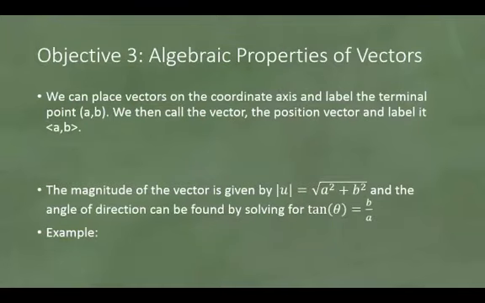Some algebraic properties of vectors. We can place vectors on the coordinate axis, x and y, and label the terminal point A, B. So here, starting at the origin, 0, 0, let's say that point right there is A, comma B. And then we can draw a little arrow there to represent a ray or a vector. And now that we're talking about a vector, to talk about this entire vector, not just the point A, B, we're going to use brackets, A, B, to represent the vector.